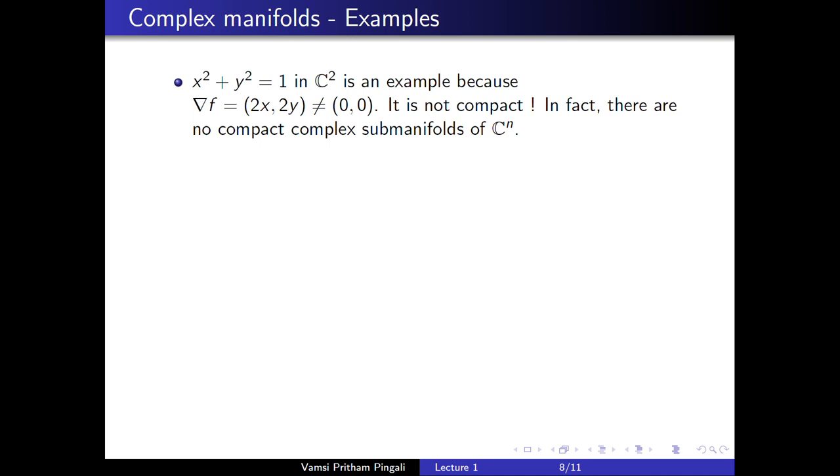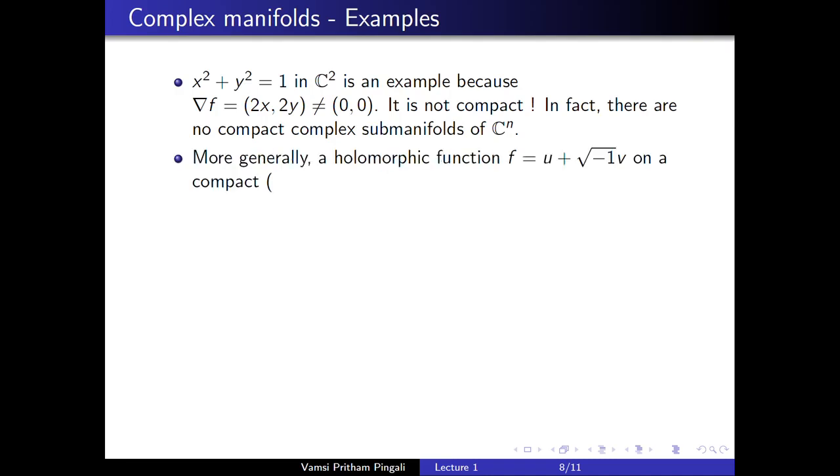And our entire lecture series is devoted to compact complex manifolds, right? So already it's a little interesting here. This fact that there are no compact complex submanifolds of Cn can be proved using a more general fact. The more general fact is, if you have any holomorphic function on a compact complex manifold, by the way, all our manifolds are connected, I'm not going to repeat this again, then it is a constant.